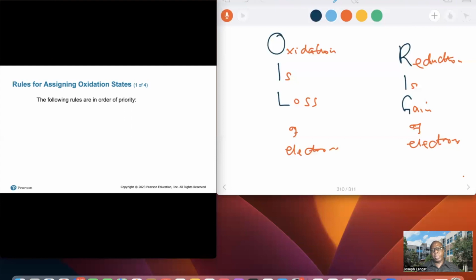It's going to come back in the next quiz, in the next exam, and you'll even encounter it in the ALEKS homework assignment, assigning oxidation state. You need to learn these rules. You may use a 4 by 6 index card.